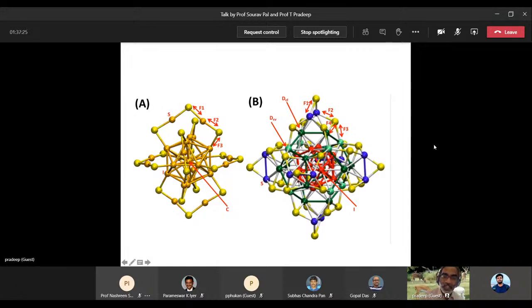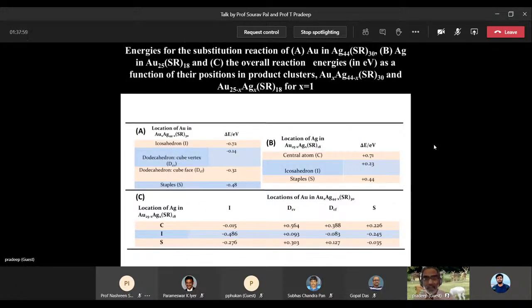As far as this particular structure is concerned, there is an icosahedral core, and there is an icosahedral position, which I call I, or the icosahedral surface. And then there is the staple position, which I call S. There are 3 types of positions here, and there are 4 types of positions here: an icosahedral position, there is no core as I told you before, a dodecahedral vertex position, or a dodecahedral facial position, or a staple position. So I can ask this question computationally: which of these sites will be preferred?